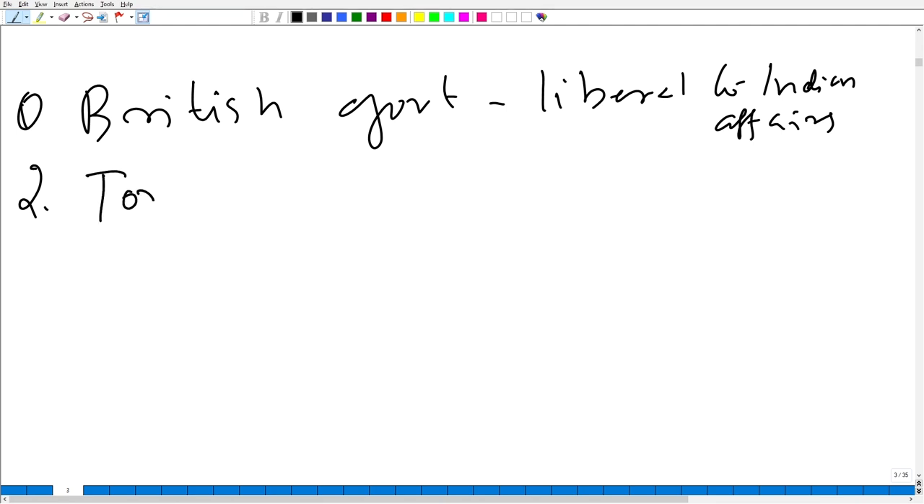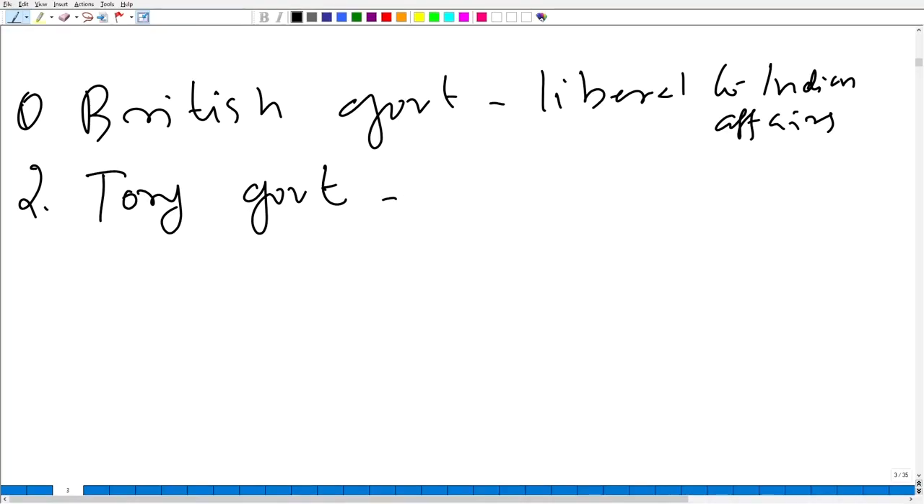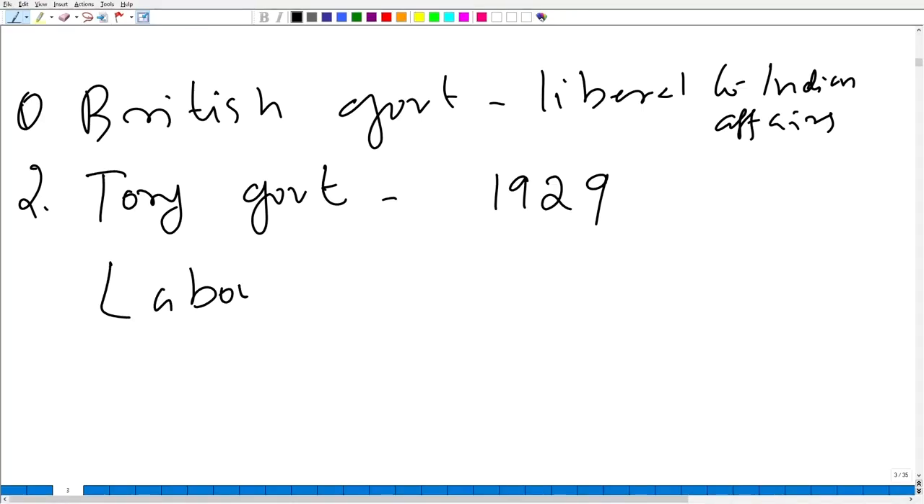One, the Tory government, which was ruling Britain when this commission was appointed. The next election was to be conducted in 1929. The Tory government did not want to give this opportunity of appointing a high power commission relating to Indian affairs to Labour Party.